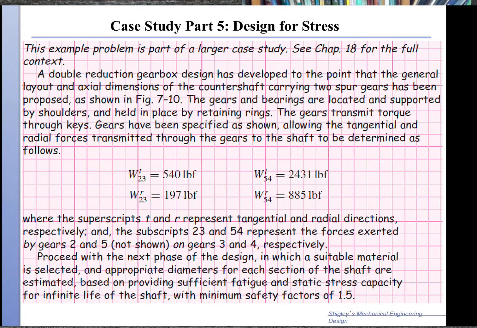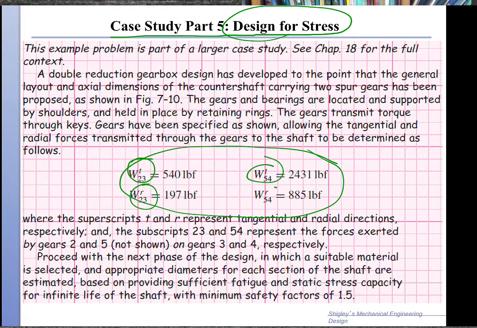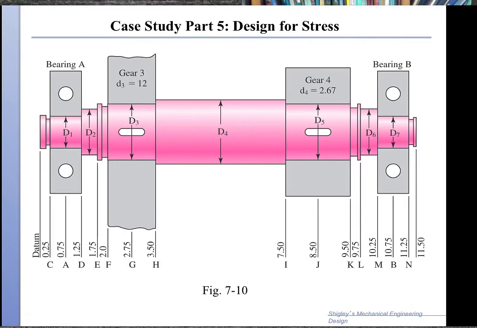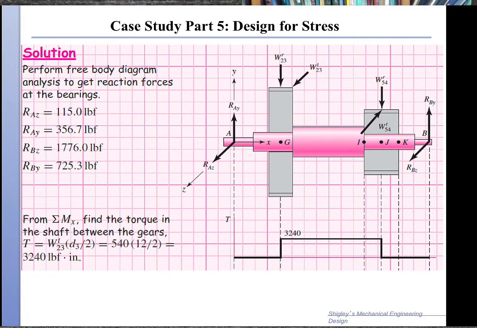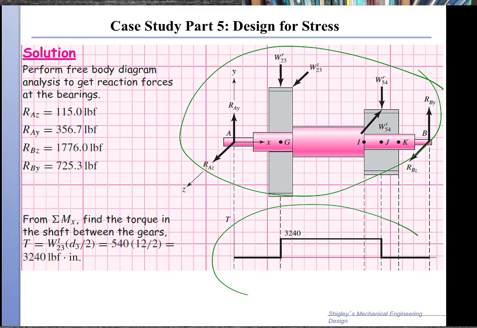If you remember, we have done this section before, section 5, design for stress, where we started from the forces, transmitted forces, and have a tangential component and a radial component on each, and then we have the dimensions of the shaft, and we translated this to a free body diagram and shear force diagram, as you remember, and the torque diagram. So this is the torque rather, and this is the free body diagram.